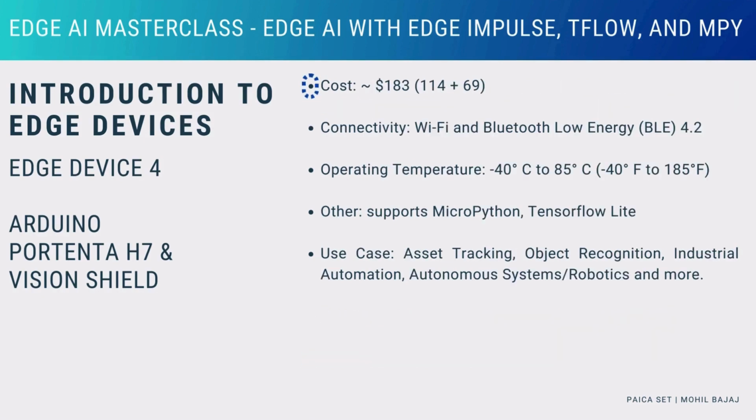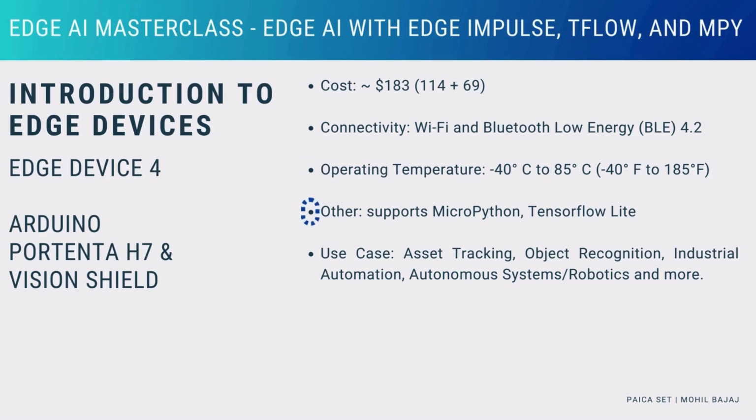Perhaps one of the biggest drawbacks of the system is its combined price of around $183, $114 for the Portenta and $69 for the Vision Shield, which makes it slightly more expensive than some other options with similar computer power available in the market. Like others, it also supports Wi-Fi and Bluetooth Low Energy for wireless connections, and can operate in extreme temperatures ranging from -40°C to 85°C, making it suitable for industrial environments.